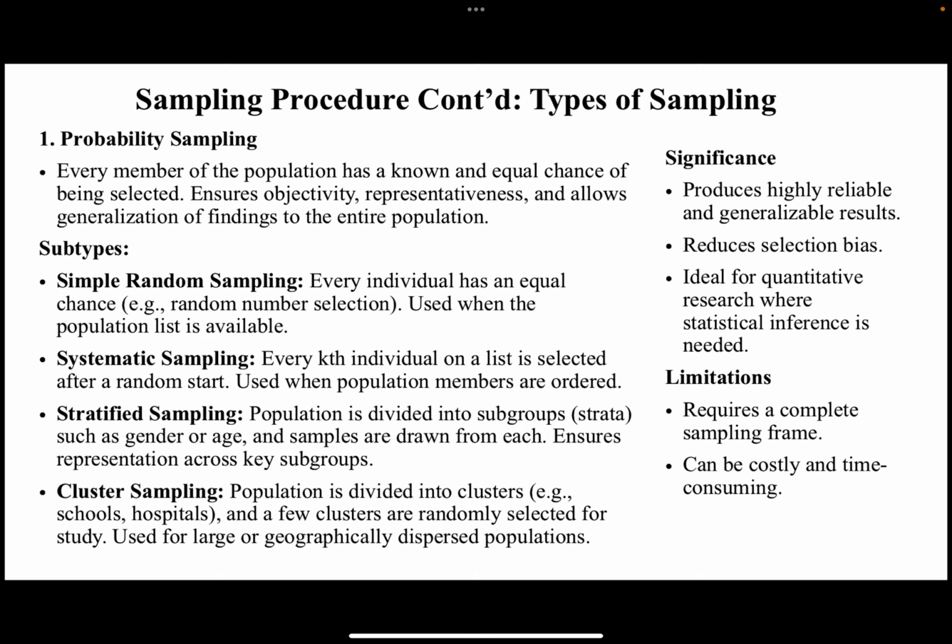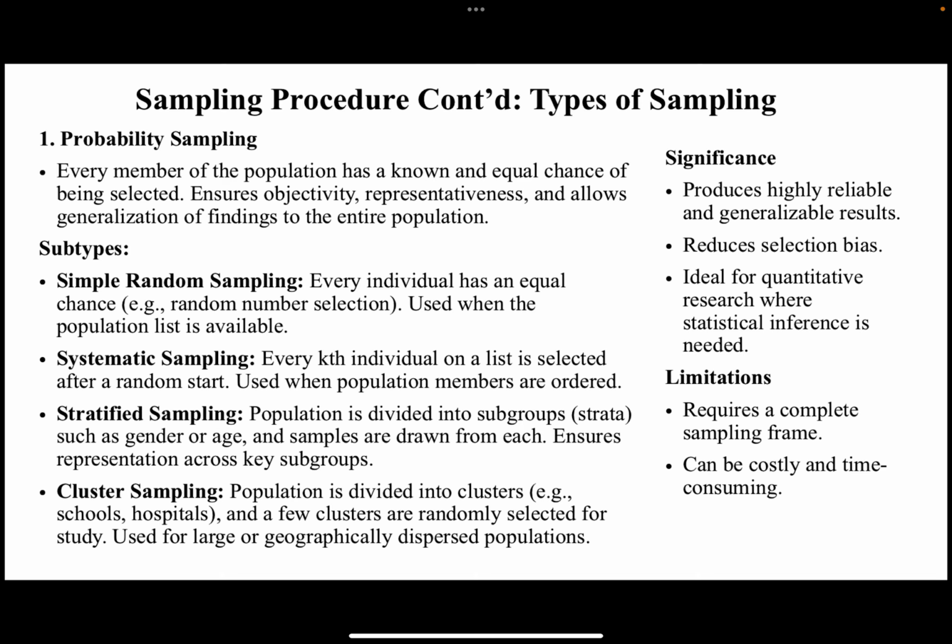Okay, so you are going to select the kth individual. How do you get the kth individual? By dividing the population within the registry by the sample size that you are expecting. So the step is that you divide the population by the sample size. In this example that I gave, the population is 1,000. The sample size we want is 100. So 1,000 divided by 100 will give us 10.